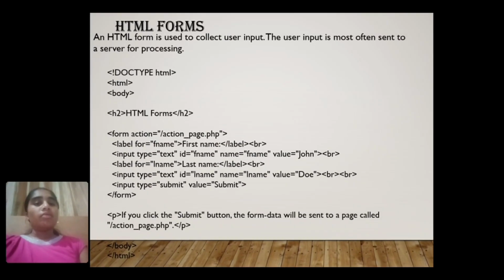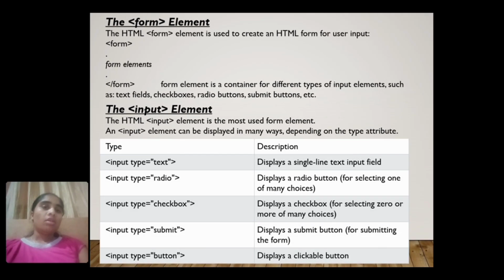Next, coming to HTML forms. An HTML form is used to collect user input. The user input is most often sent to a server for processing. The document type is HTML, and the body has HTML forms. The form action page is listed, with a label for first name and input type text with id, a label for last name and input type text with id, and input type submit with value submit. This is the example.